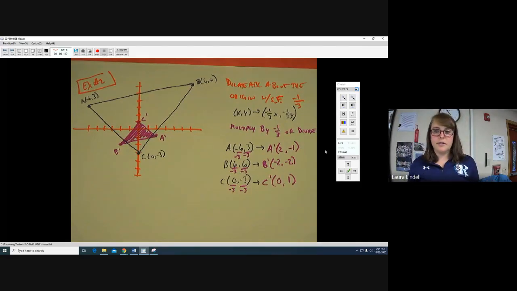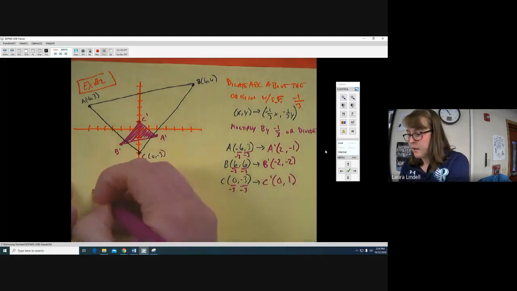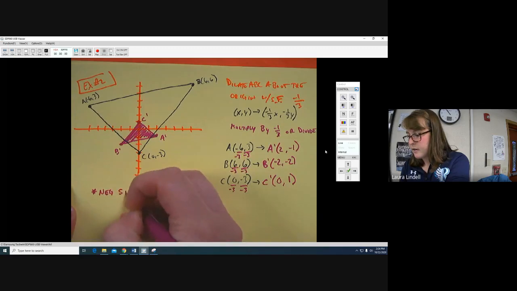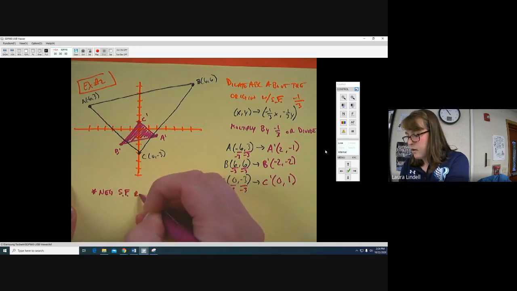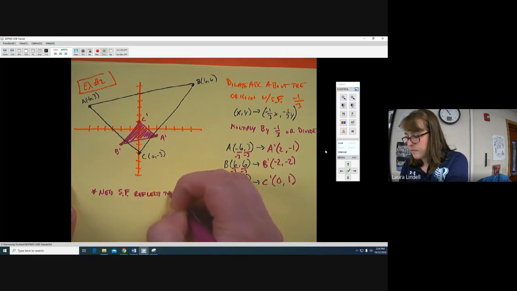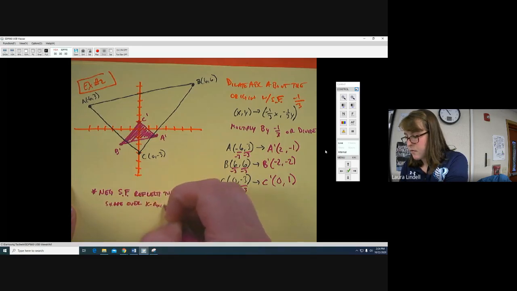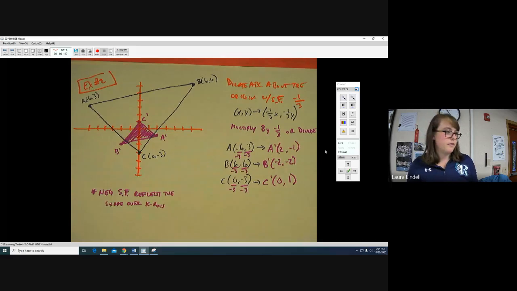So it shrinks it with a scale factor of 1/3 and it flips it over, reflects it over the x-axis. So yeah, that's something we can notice about a negative scale factor. Reflects it. Yeah, so it flips the shape over.